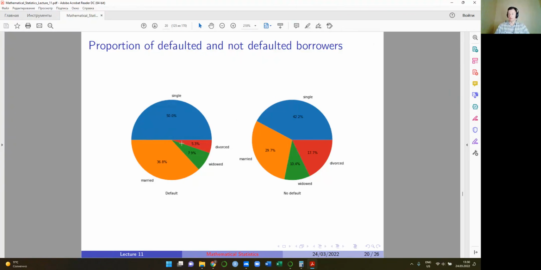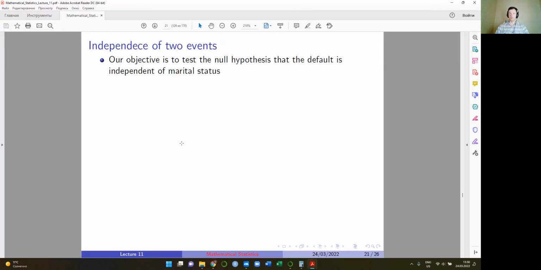So how can we do this? Again, with the help of the chi-square test, but now we need to come up with some trick for how to calculate the probabilities in order to calculate the expectations. So we need to remember something from the probability course first.